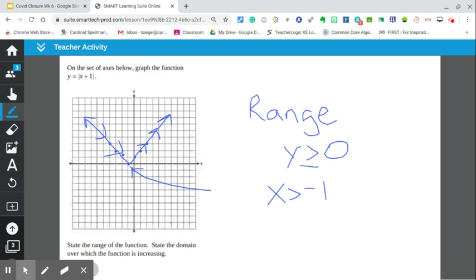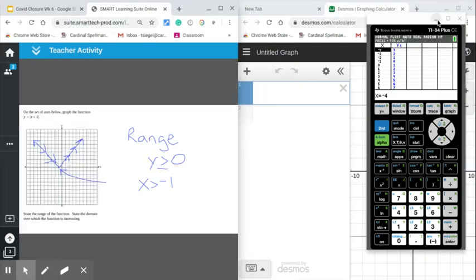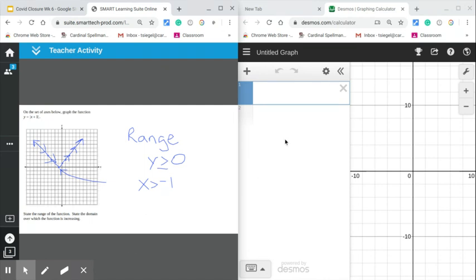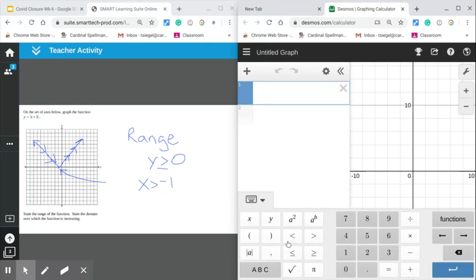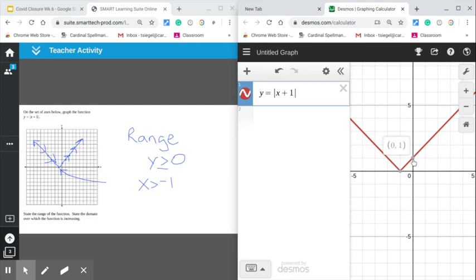Okay, so how does that look on a Desmos calculator? So you go over here. I'm going to put this guy down. Hopefully you will still be able to do this. You have to put in y equals absolute value x plus 1. Okay, and here you can follow this along. You could zoom in or zoom out, but it gives you this point, 0, 1.